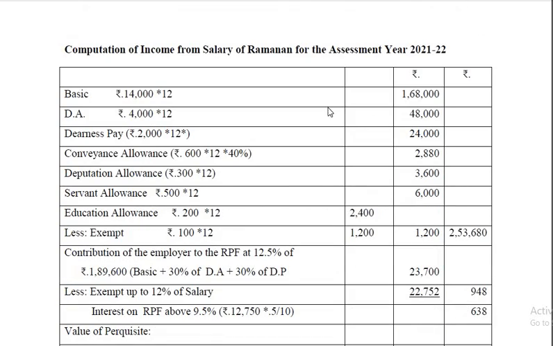Now let's see the solution. I have already explained. Basic 14,000 into 12, DA 4,000 into 12, dearness pay 2,000 into 12, conveyance allowance 600 into 12, of which 60% is spent for official purpose, 40% for private purpose. Therefore, it is taxable. Deputation allowance fully taxable.